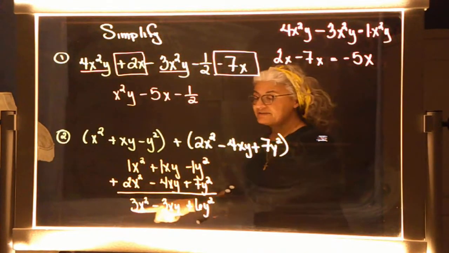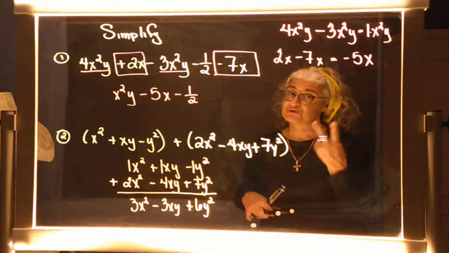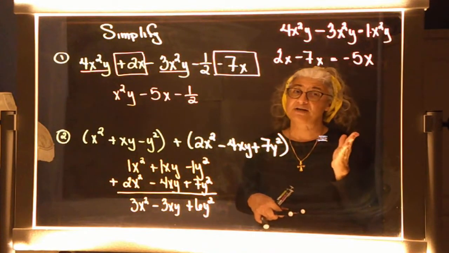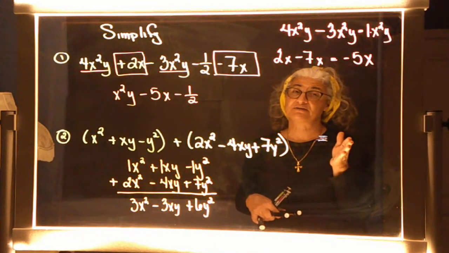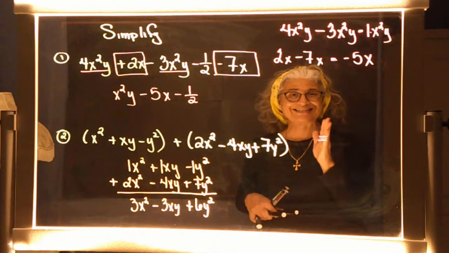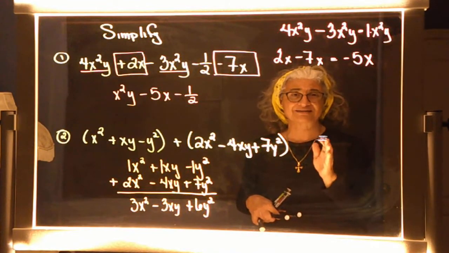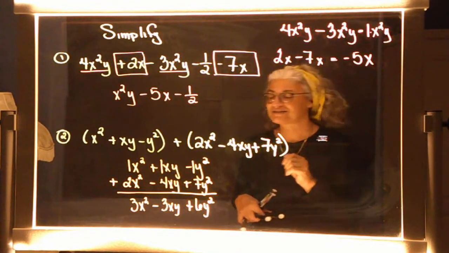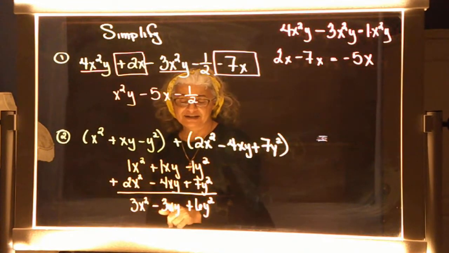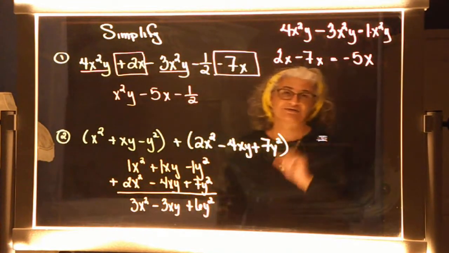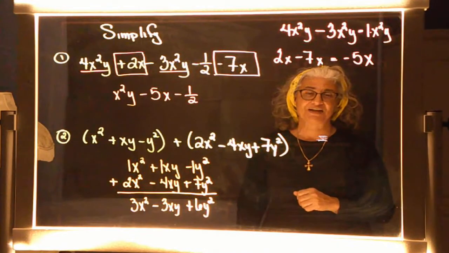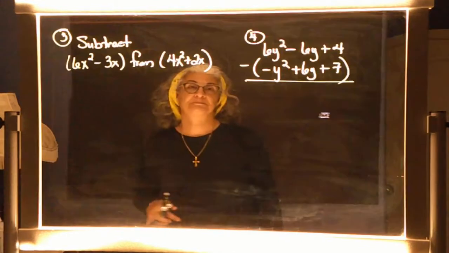By the way, is my answer in descending order? There's two variables there, right? There's x and y. Which one comes first in the alphabet? Good, the x. So is it in descending order with respect to x? Yes, it is. Because there's an x squared, an x to the first, and then no x's. So we're good to go there. Cool? Hang in there. Got some more problems.